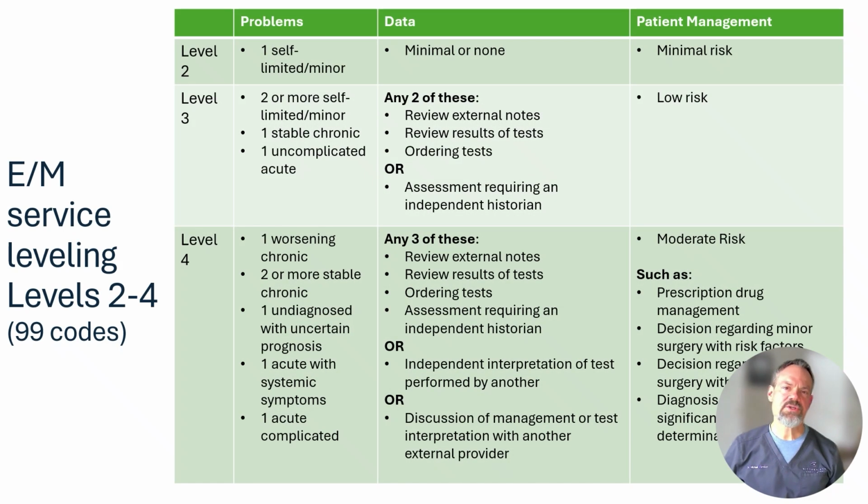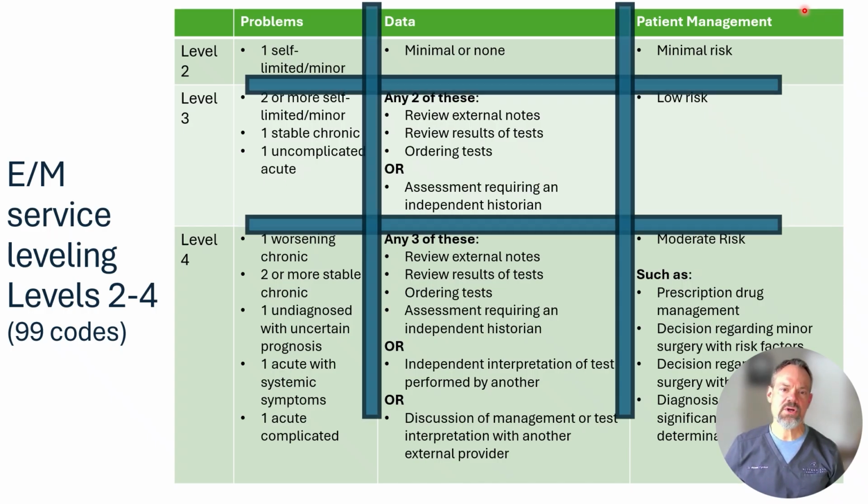This is an important chart that we will be referring to quite often. This chart represents 99 codes and the criteria needed to meet the different levels, including level 2, 3, and 4. We're not including 1 or 5 for this talk today. Across the top, you can see the column headings: problems, data, and patient management, and what is required under each column. When we look at this chart, I like to compare it to a tic-tac-toe chart.